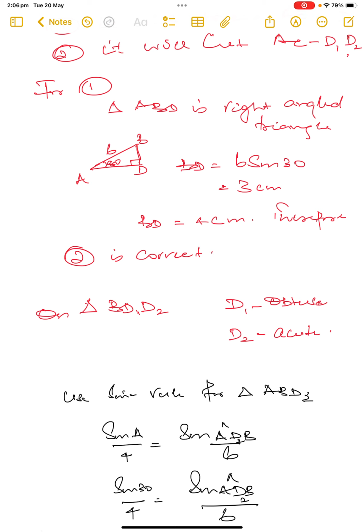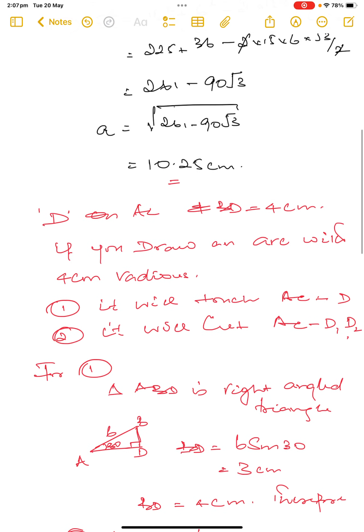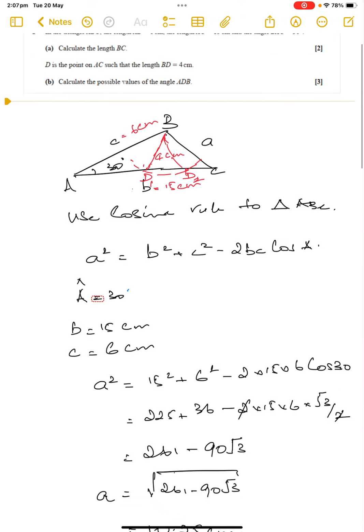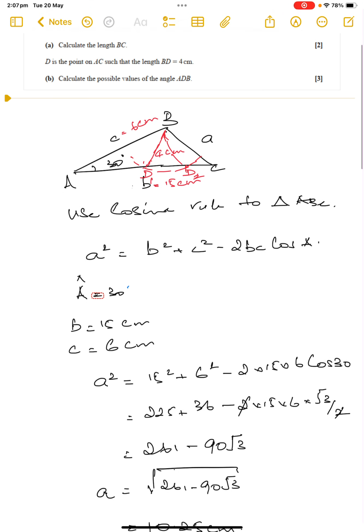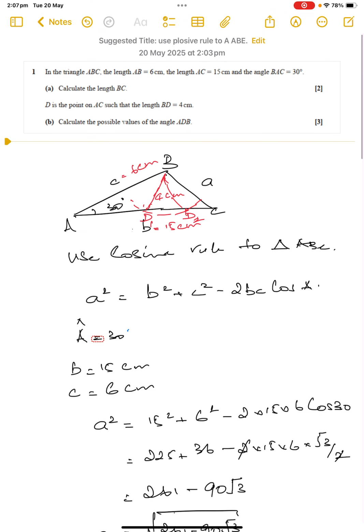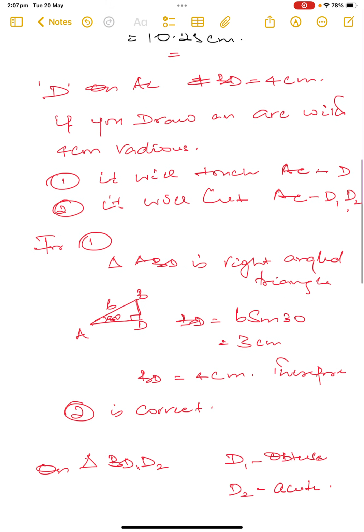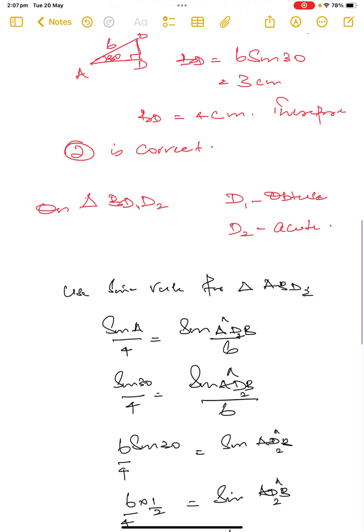So let's put 2 places, D1 and D2. So triangle BD1D2, I just take it. If you look at it, D1 will give you an obtuse angle, AD1B is an obtuse angle, and the other one will give us the acute angle, if you take D2. So there are 2 possibilities. That's what they say, possible values.